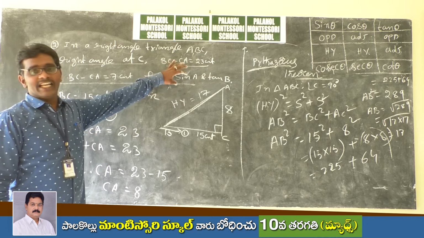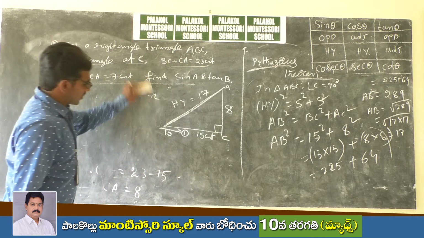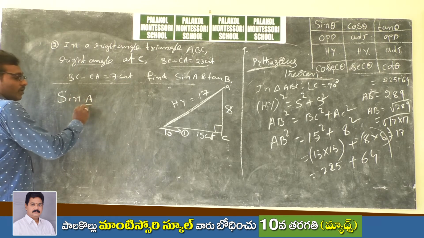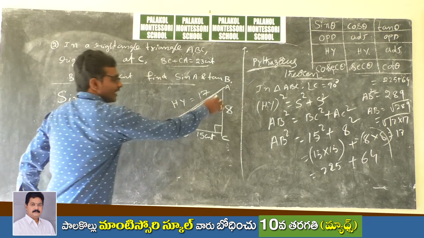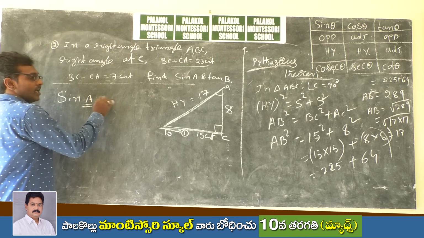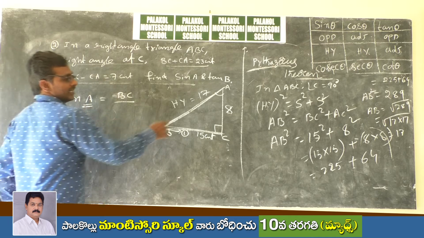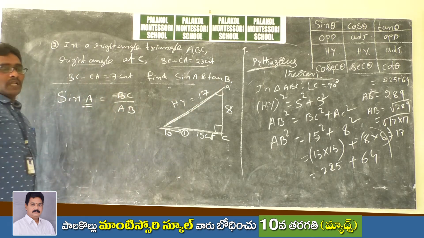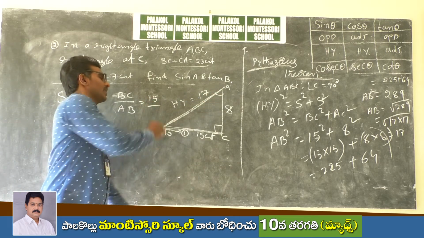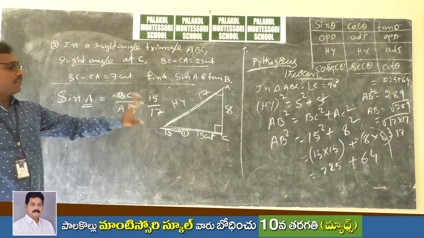What do you find out? Sin A you find out. So please observe this function. Sin A you want. Here, every time you are considering A. According to A, BC is the opposite side. And the hypotenuse name is AB. So the length of BC is 15 and the length of the hypotenuse is 17. The sin A is equal to 15 by 17.